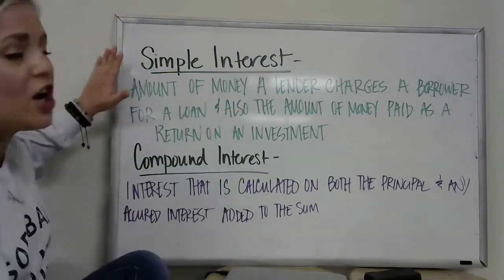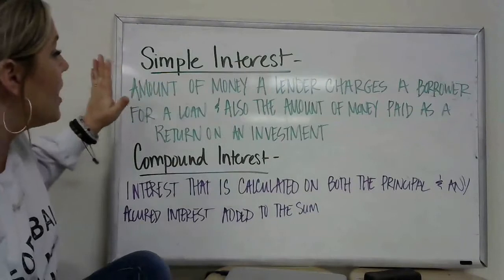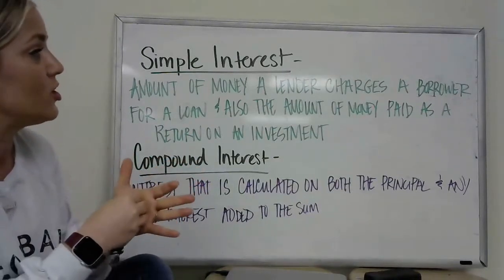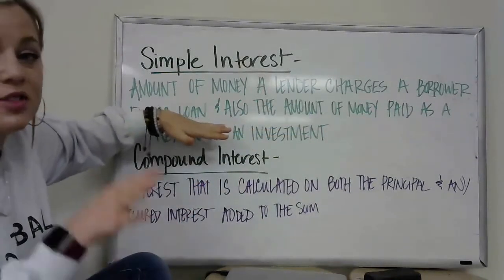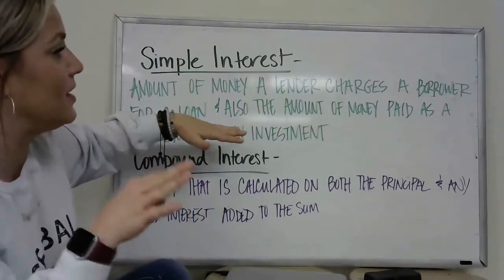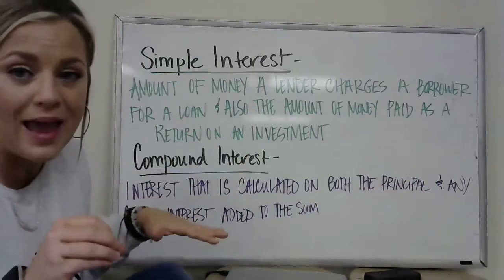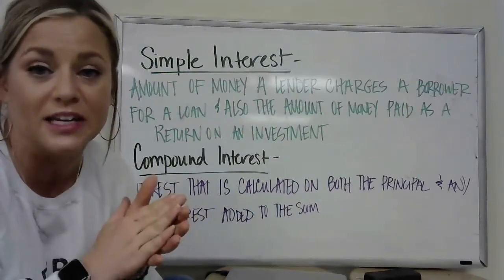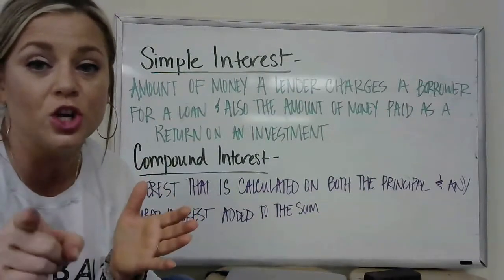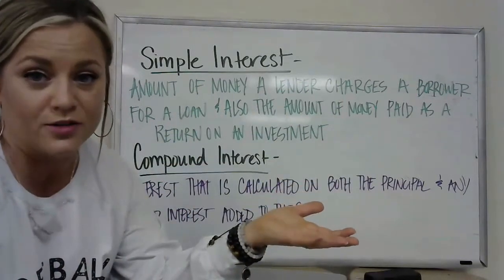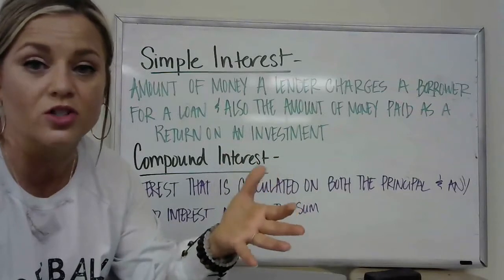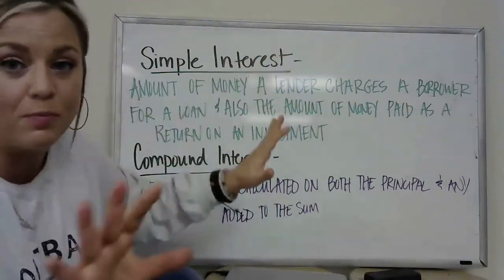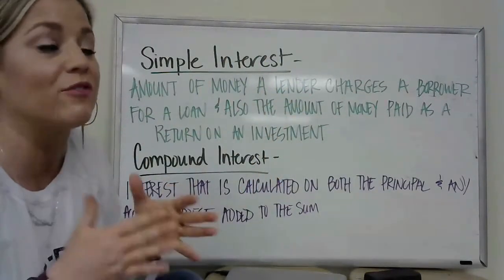Let's talk about simple interest first. Simple interest is the amount of money a lender charges a borrower for a loan. It's an amount of money they charge you for borrowing. So you go to the bank and you say, hey, I need to borrow $100. And they say, okay, we're going to charge you 10% interest. The amount of money they're charging you to borrow $100 is 10% of 100, which is $10. So they're charging you $10. That's simple interest. That's how much they make off of it. That's just how much they are making after they let you borrow money.